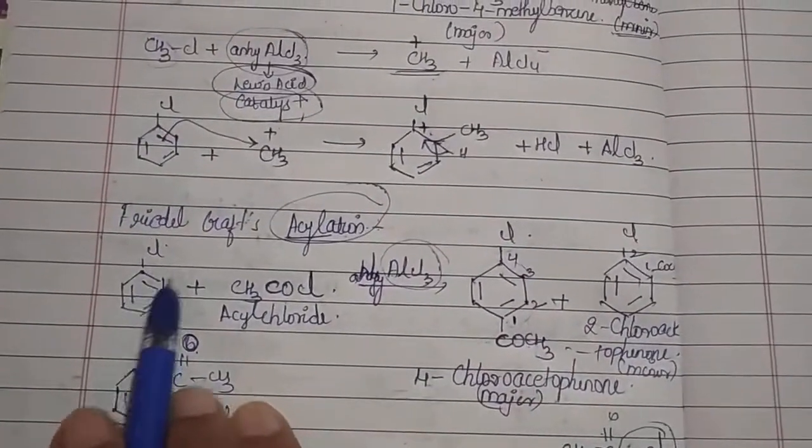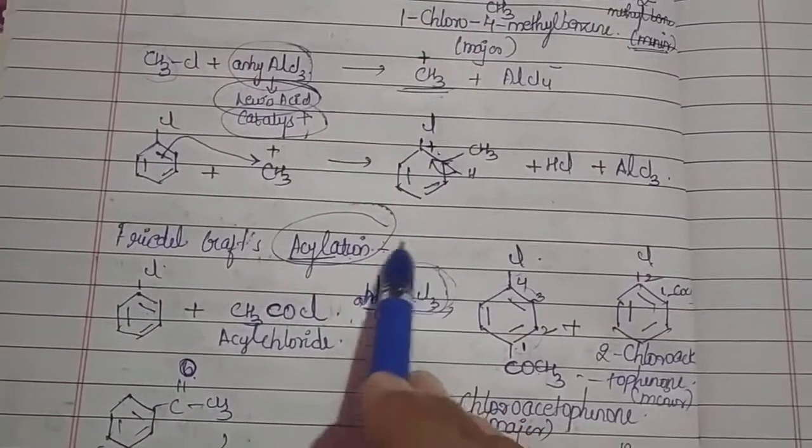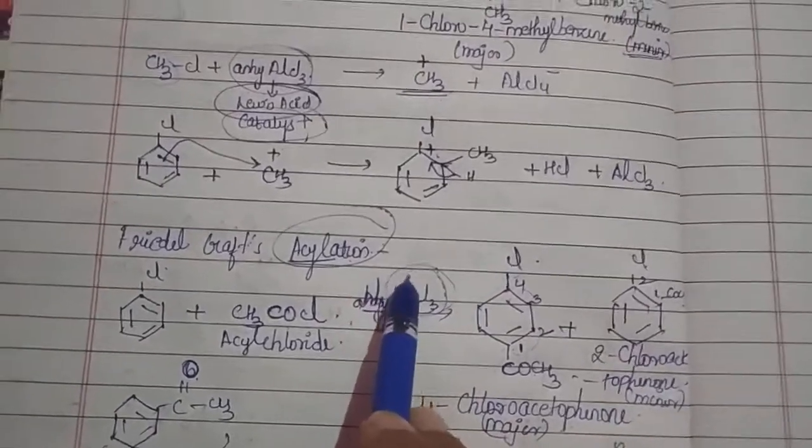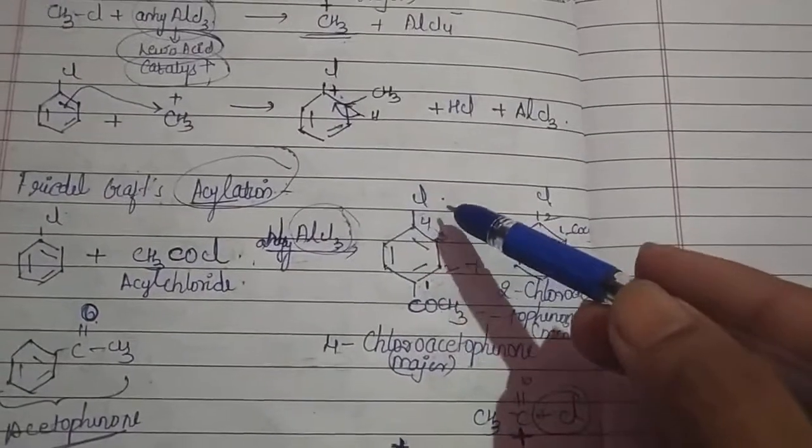But when you are treating your chlorobenzene with an acyl chloride in the presence of anhydrous AlCl3, don't forget, again and again I am saying, don't forget to write this part, anhydrous AlCl3. Remember, what are you going to get?